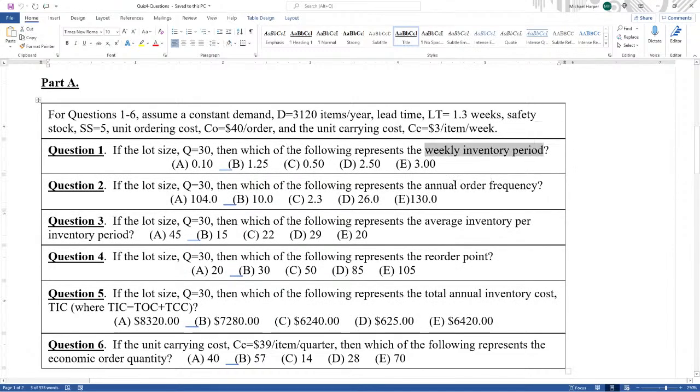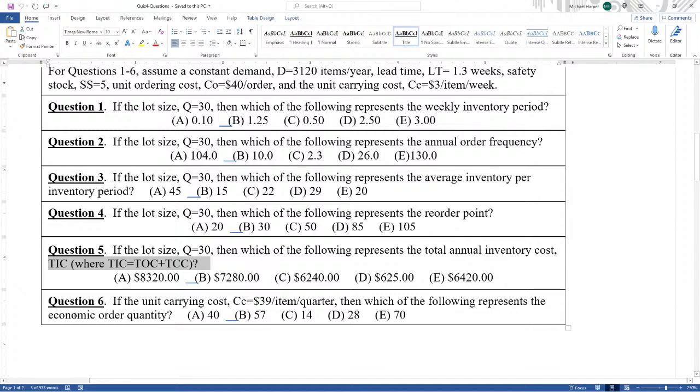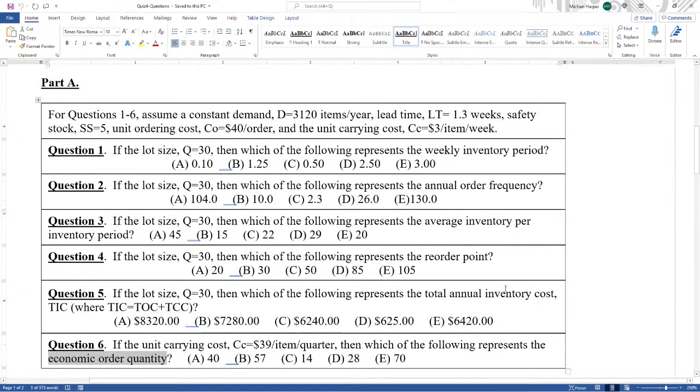Then I ask for the weekly inventory period, annual order frequency, average inventory per inventory period, the reorder point, and total annual inventory cost. And then down here, I just ask for the EOQ. That's all I'm doing down here for a carrying cost.